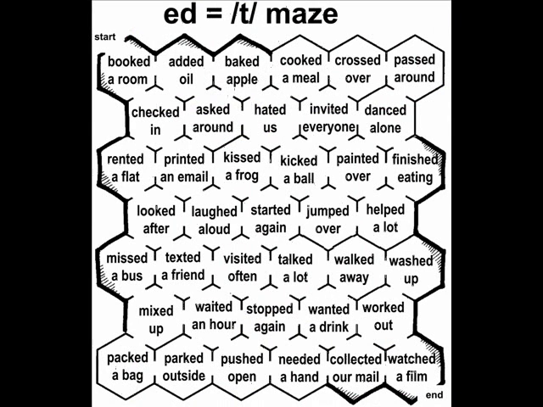In this activity, you have to go through the maze from top left to bottom right, going through the hexagon. You can only go through a doorway, you can't go through a wall. So sometimes you expect there to be a doorway, but there isn't one. Watch out for that. Here's the rule. You go through if the past tense ed sounds like a T at the beginning of the next word. And here's an example.